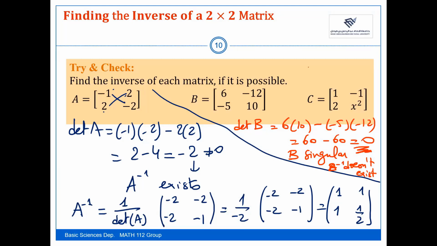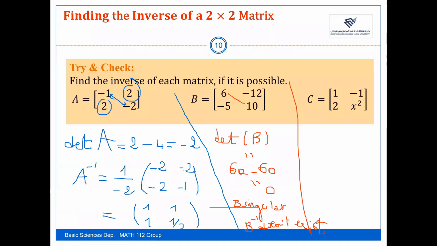For C, we calculate the determinant of C. So what is the determinant of C? It's 1 times x squared. So x squared minus 1 في 2 minus 2. Then minus 2 يعني plus 2.